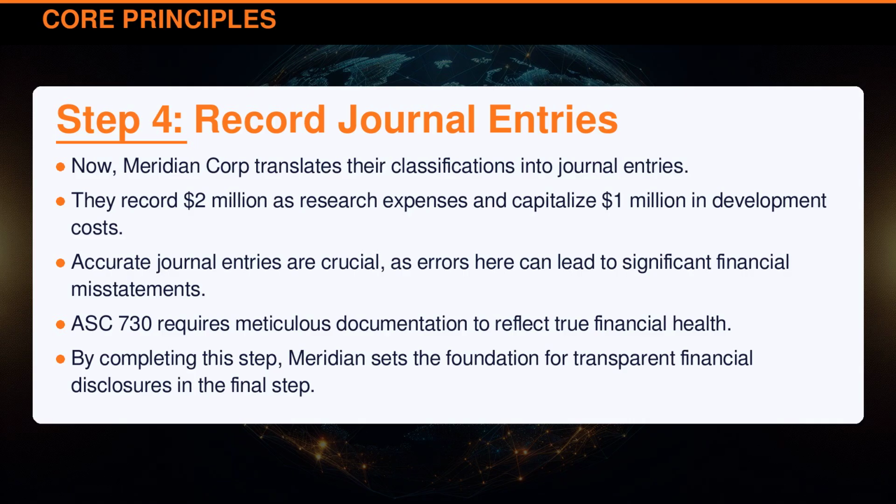Now, Meridian Corporation translates their classifications into journal entries. They record $2 million as research expenses and capitalize $1 million in development costs. Accurate journal entries are crucial, as errors here can lead to significant financial misstatements. ASC 730 requires meticulous documentation to reflect true financial health. By completing this step, Meridian sets the foundation for transparent financial disclosures in the final step.